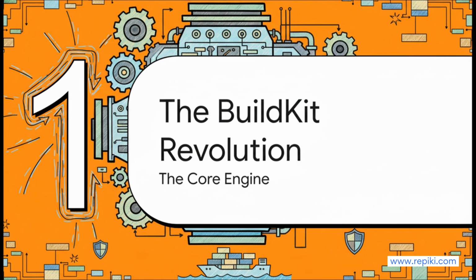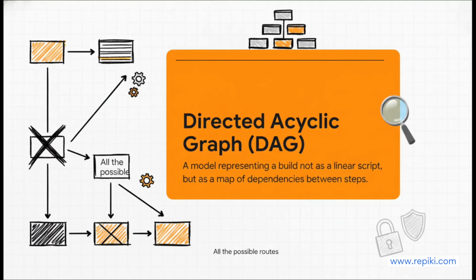This is what we mean by the BuildKit revolution. Now, the magic behind all of BuildKit's intelligence is a concept called a directed acyclic graph, or a DAG. And look, don't let the name scare you off. All it really means is that instead of seeing your Dockerfile as just a single, straight line of commands, BuildKit sees it as a map of dependencies. Every instruction is a destination on that map, and the graph shows all the possible routes and, crucially, which steps must finish before others can even start.